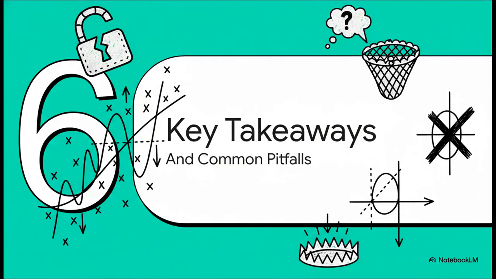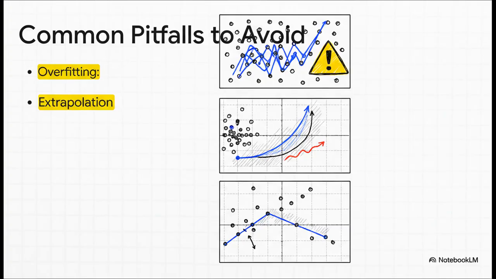All right, let's start to wrap this up. I want to go over the most important takeaways and, more importantly, the common pitfalls you really need to avoid when you're using this powerful technique. Okay, first and foremost, and I really can't say this enough, watch out for overfitting. It is without a doubt the single biggest risk. Second, be super careful with what's called extrapolation. That's when you try to make predictions outside the range of your original data. Polynomial curves can go absolutely wild, shooting off to infinity, making any predictions out there completely useless.